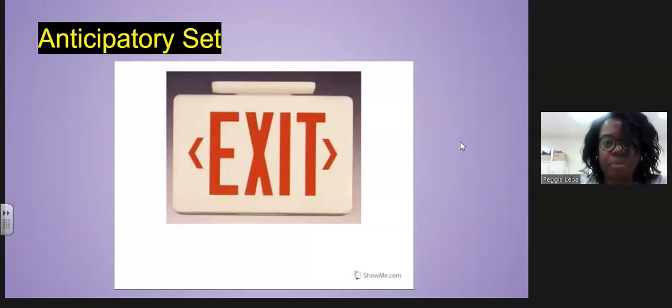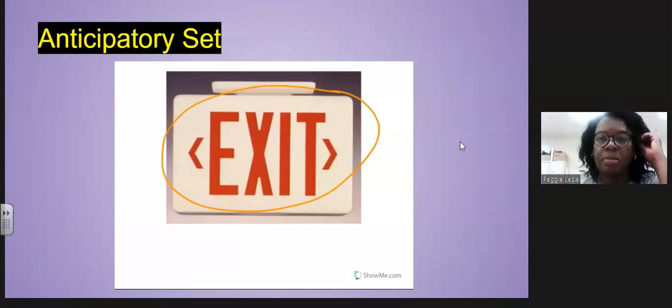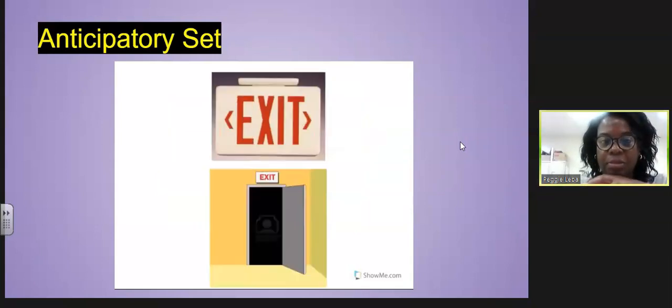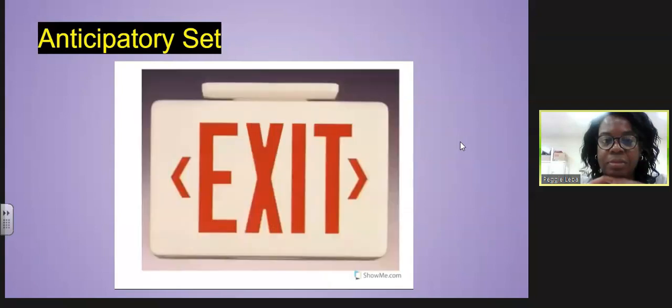Let's talk about community and safety signs. Look at this sign. That says exit. Exit means the way out. If we're in a building and we want to know how to get out, we just look for the exit sign. That way, we know that that door is the door we use to leave the building. Exit, the way out.